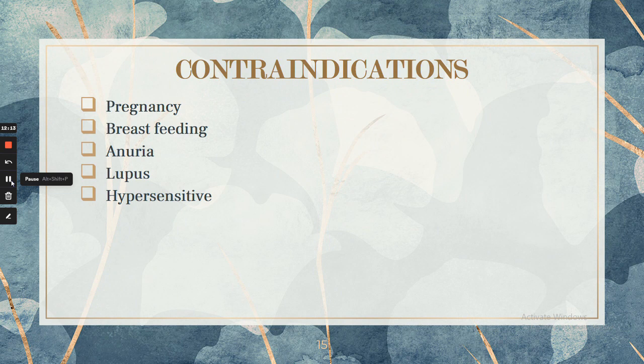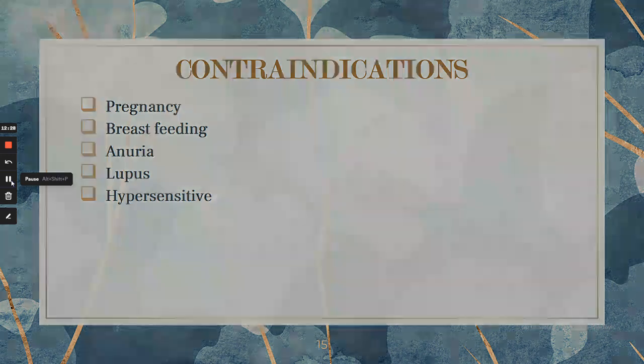Moving forward to the contraindications. It is obvious that we cannot give this in pregnancy because it can cause volume depletion as the effect of diuretics and can harm the fetus and also can cause the death of the fetus. Breastfeeding, anuria, lupus, and hypersensitive patients.